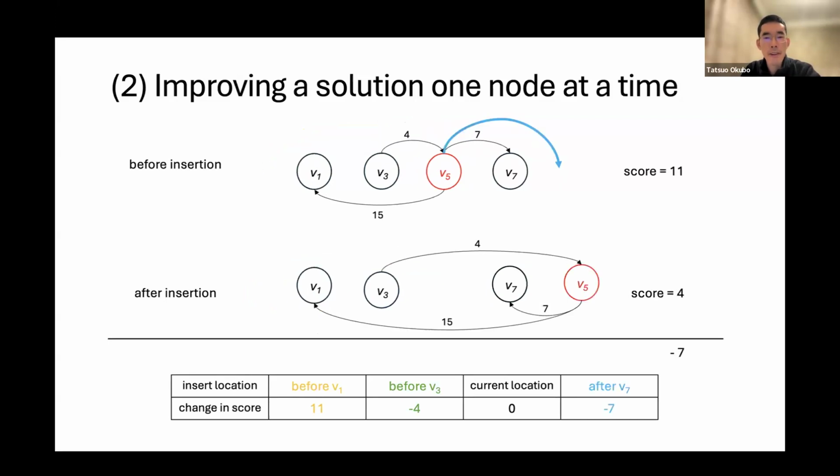And similar thing with the very last location. So once we fill this table, now we know that the best location for this node V5 will be right before V1. So we go ahead and actually perform this insertion.